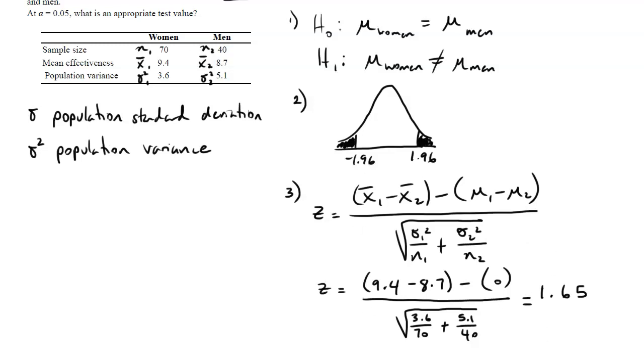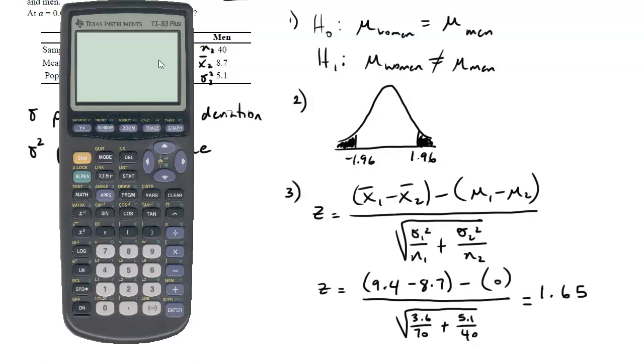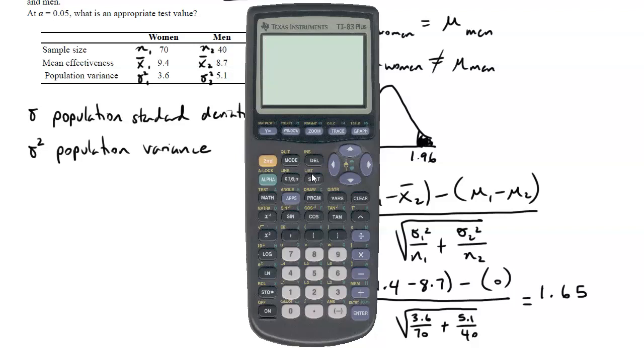That's the answer to the question, but let's do it all the way in the calculator as well, so we can double check ourselves. Stat, I'm going over to the tests, but this time it's a 2-sample z-test because I know the population standard deviation. 2-sample z-test. And I'm entering statistics. I got a lot of stuff to enter. So sigma 1 is the square root of that, so I'm just going to put in square root of 3.6. And see, it takes the square root of it automatically. Sigma 2 is the square root of 5.1.